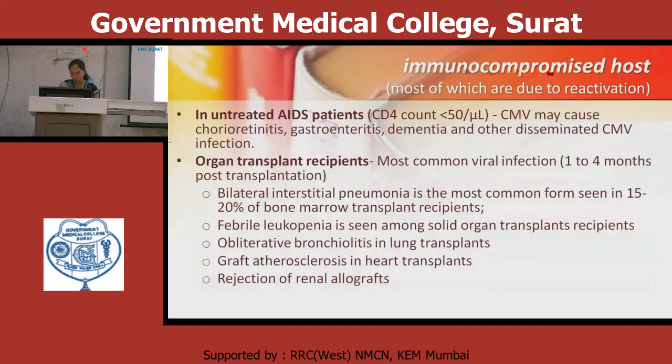In an immunocompromised host, such as untreated AIDS patients with a CD4 count less than 50 per microliter, CMV may cause chorioretinitis, gastroenteritis, dementia, and other disseminated CMV infection. In organ transplant recipients, it is the most common viral infection 1 to 4 months post-transplantation. Bilateral interstitial pneumonia is the most common form, seen in 15 to 20% of bone marrow transplant recipients. Febrile leukopenia is seen among solid organ transplant recipients. Other features are obliterative chorioretinitis, obliterative bronchiolitis in lung transplant, graft atherosclerosis in heart transplant, and rejection of renal allograft.